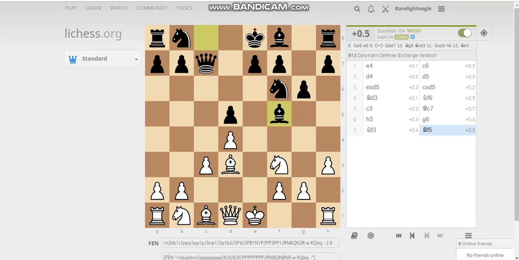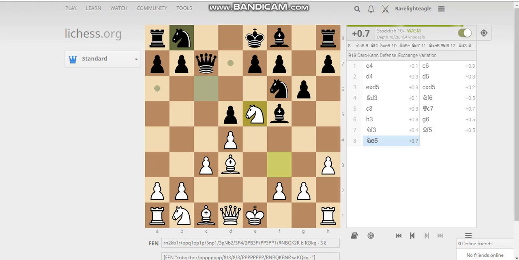Now Viswanathan Anand brought his bishop to f5 to attack that bishop over there, because that bishop is really dangerous. And without seeing that, Van just pushed his knight to e5 to start another attack. Maybe he's planning for some other attack. So he knew that the knight was very strong.